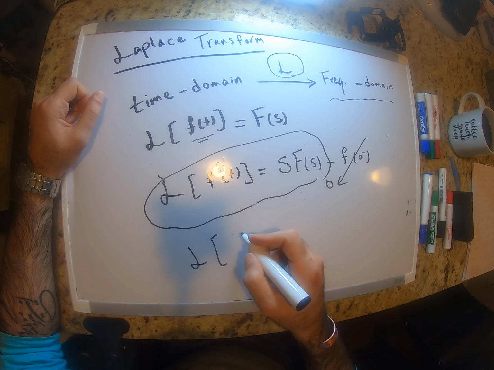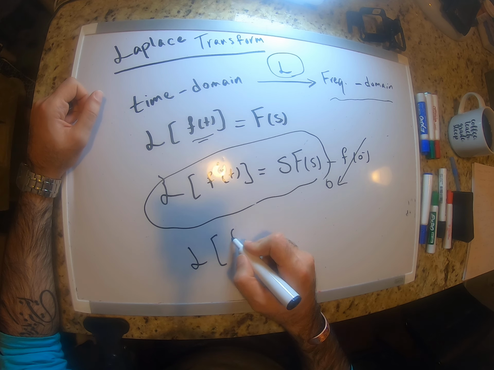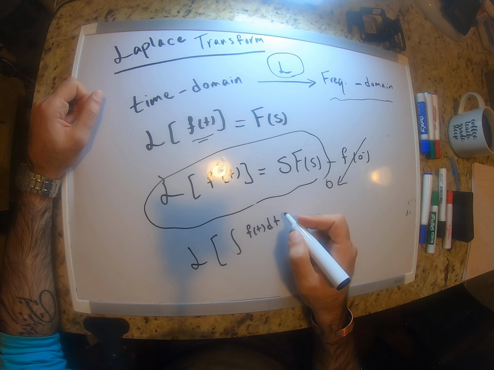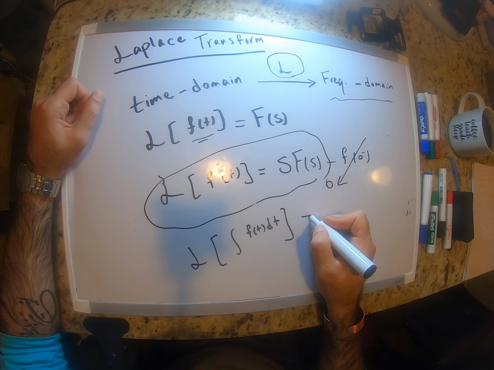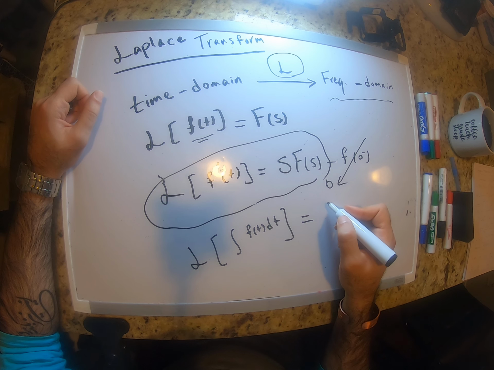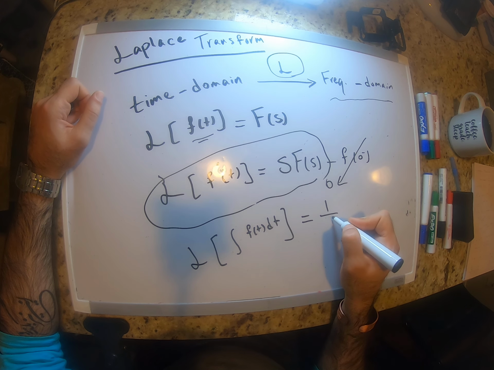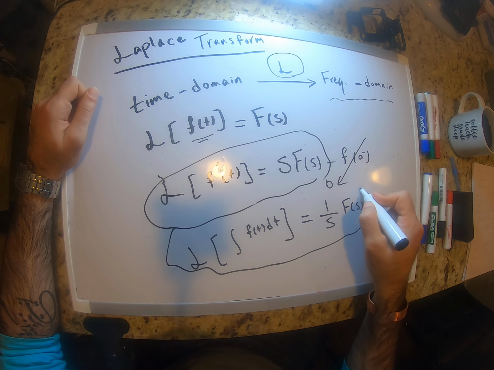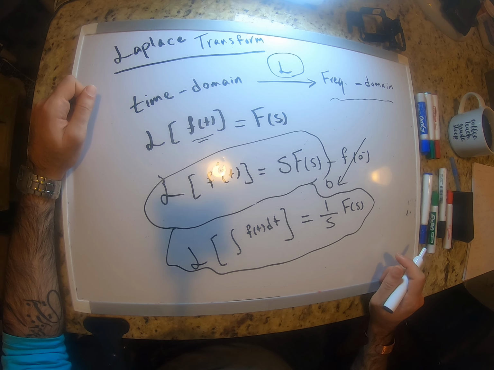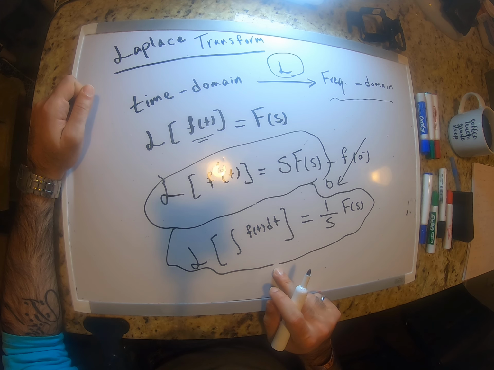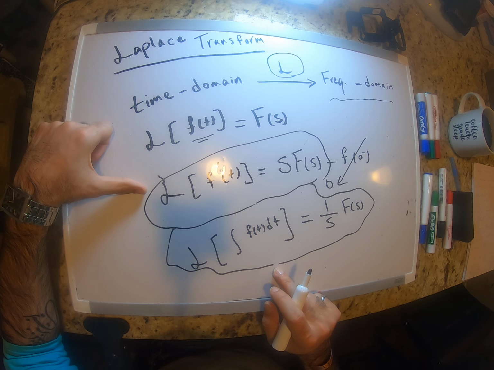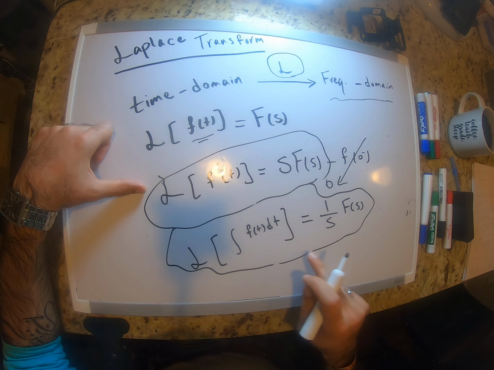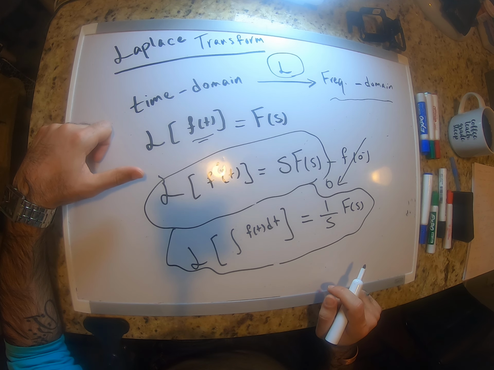And if you want to find the Laplace transform of the integral of f of t dt, this is going to be 1 over s times F of s. Right, so this is another concept we're going to use very frequently, especially when we want to talk about the PID controller. We're going to work with integrals and derivatives, so I want you to remember this.